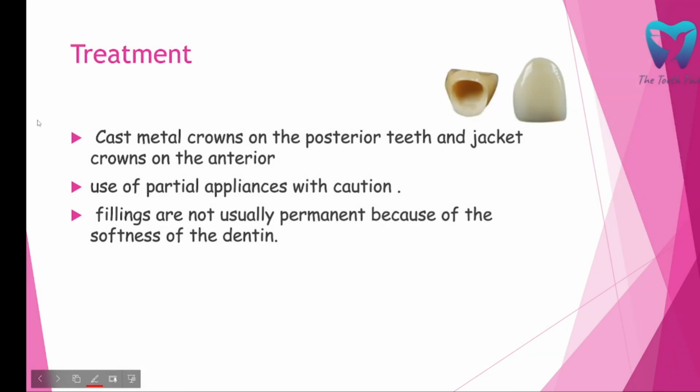Next is treatment. So how is dentinogenesis imperfecta treated to maintain vertical length, occlusion, the tooth dimension and function, and aesthetics? We are going to give cast metal crowns on posterior teeth and jacket crowns on anterior teeth. Jacket crowns cover all the surface of the teeth just like a jacket. It is made up of porcelain or some metal which is coated with ceramic. Then use partial appliances with caution because teeth cannot bear that much force, they are already so weak. Fillings also do not have retention due to softness of dentine, so they are also not permanent.